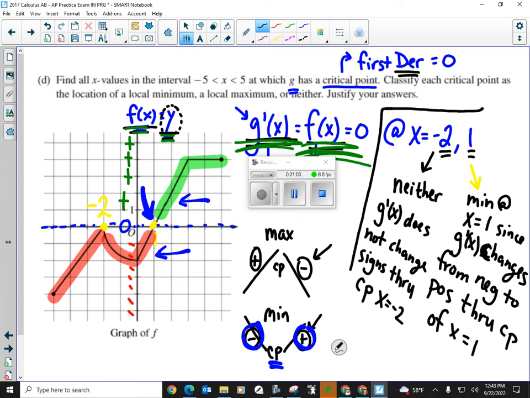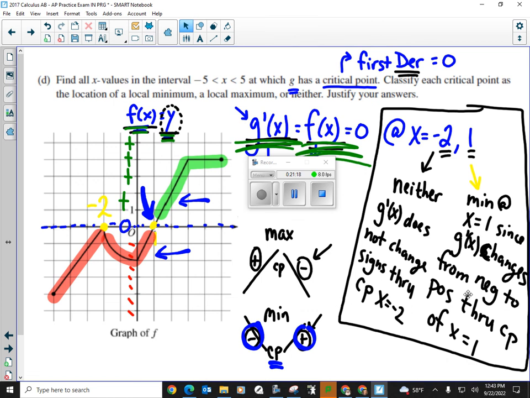Okay, so here are 2 critical points. One of them does not have a min or max because it does not change signs. One of them does have a minimum because it goes from a negative derivative or negative slope to a positive derivative, which is an increasing or positive slope.